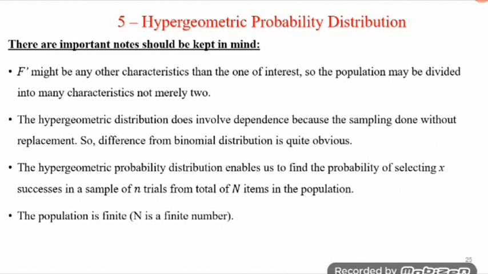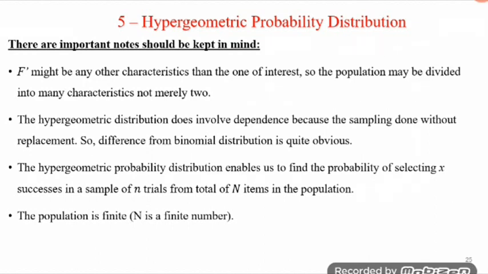Move to the next note. The hypergeometric distribution does involve dependence because the sampling is done without replacement. So this is considered a difference from the binomial distribution. The other note is that the hypergeometric probability distribution enables us to find the probability of selecting x successes in a sample of n trials from a total of capital N items in the population. Again, the population is of a finite number, so capital N has to be finite.